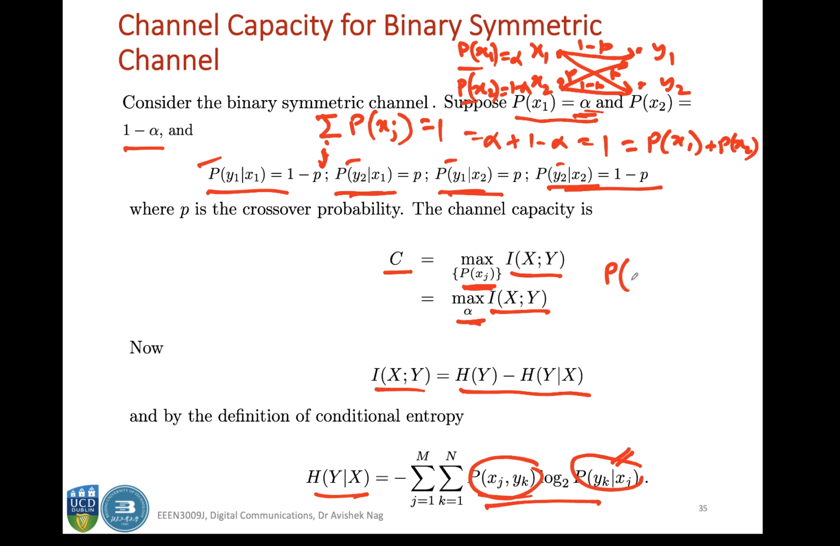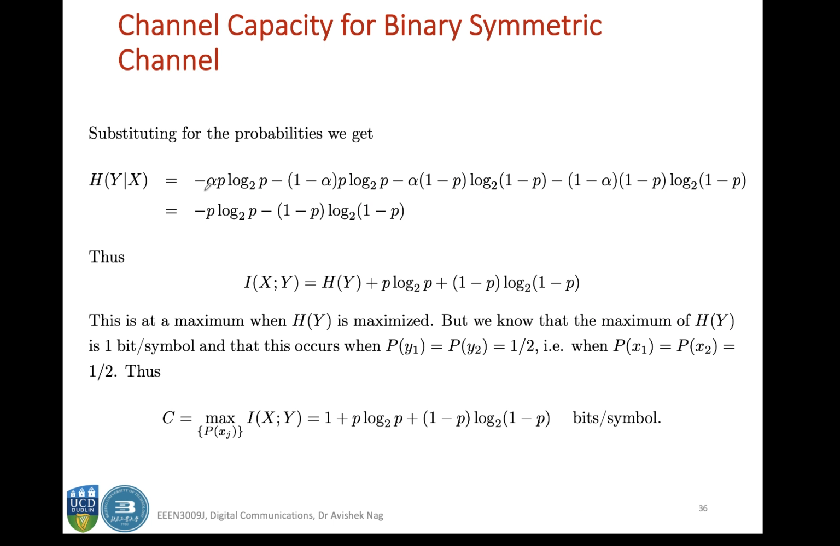Let's say P(xj, yk) can be calculated as P(xj) times P(yk given xj), right? So these P(yk given xj) are these probabilities, either they are p or 1 minus p, and P(xj) is either alpha or 1 minus alpha. If it is x1 then it is alpha, if it is x2 then 1 minus alpha. So you can put all these values here. See, the final expression is in terms of either alpha or p.